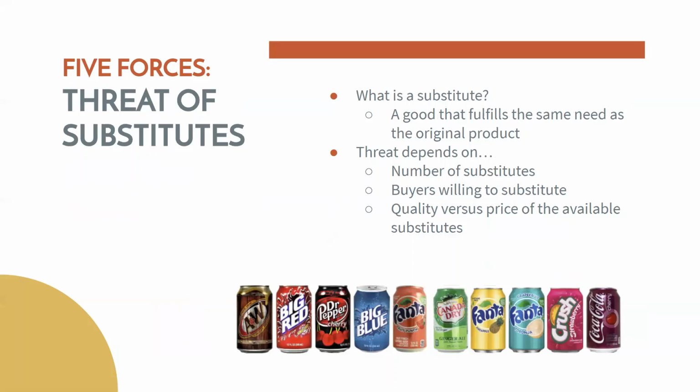The third component is a threat of substitutes. A substitute is a good that fulfills the same need as the original product, and therefore it draws profits from the original. The significance of this threat depends on the number of substitutes, the number of buyers willing to substitute, and the quality versus price of the available substitutes.